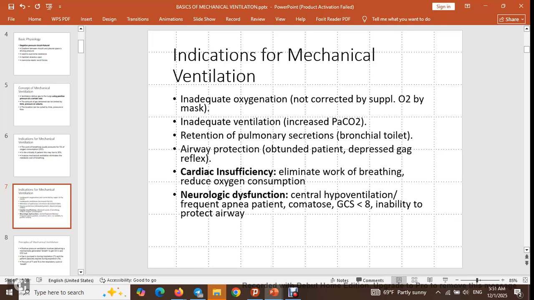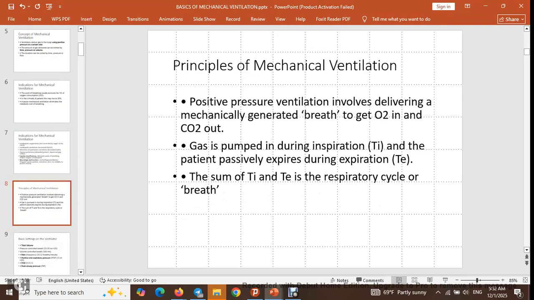The others are to decrease or eliminate the work of breathing and reduce oxygen consumption, like in cardiac patients, in neurologic patients, and the like. The other is neurologic dysfunction, like when the GCS is less than 8, when the patient has frequent apnea, and central problems like problems in the pons and medulla, which are the sites of the respiratory and cardiac centers, and that is for protecting the airway.